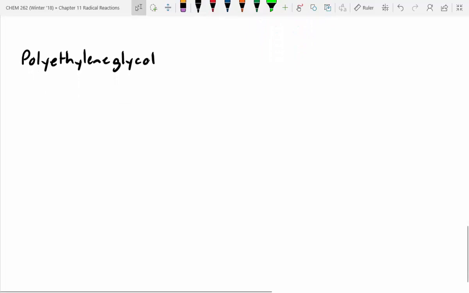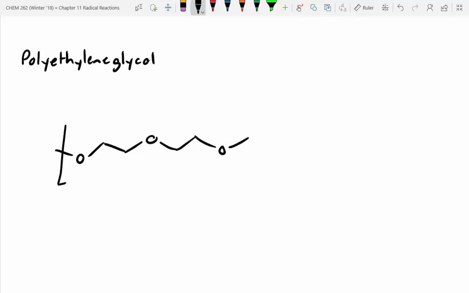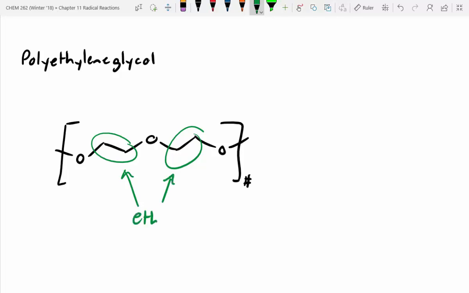So this is a little bit different. Polyethylene glycol is something that looks like this, where you have a repeating number of units in there. And this unit right here and right here, you see how it's 2 carbons long? These are called ethylene spacers.